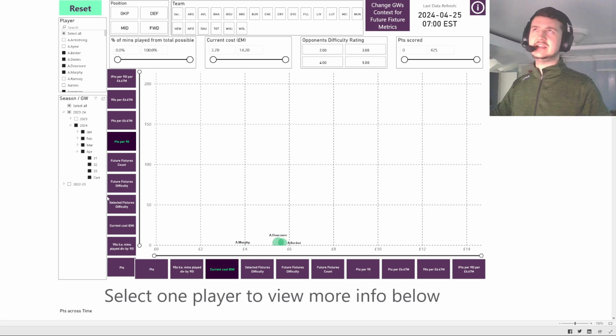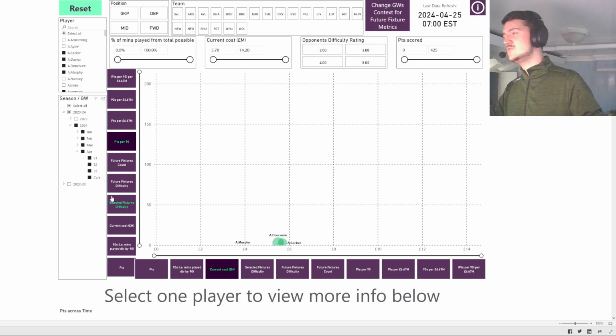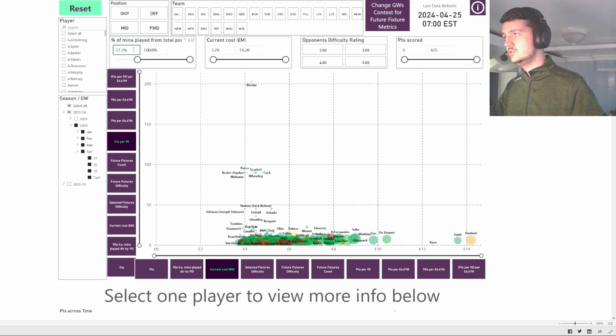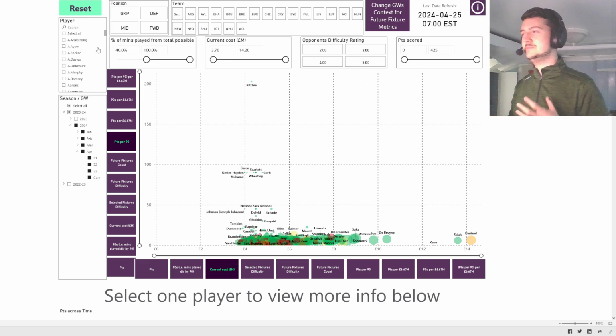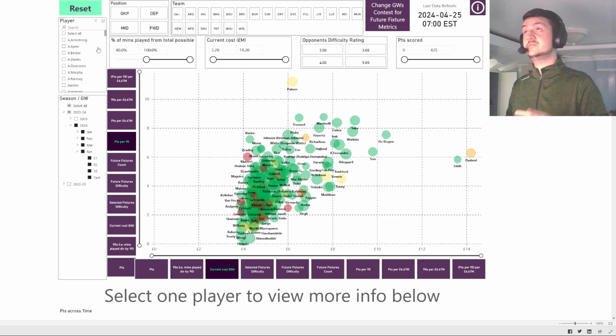I like to look at a sample size of 15 to 20 game weeks. I think it gives a pretty good indication of the form a player is in. So let's go back and let's deselect everything. Let's go back to 40%. So you have to do 0.4 because that's what 40% is. It's 0.4. So 37% would be 0.37, and so on.